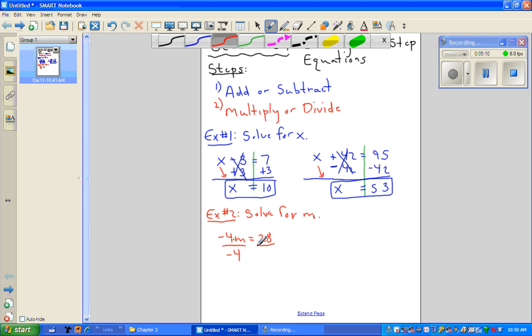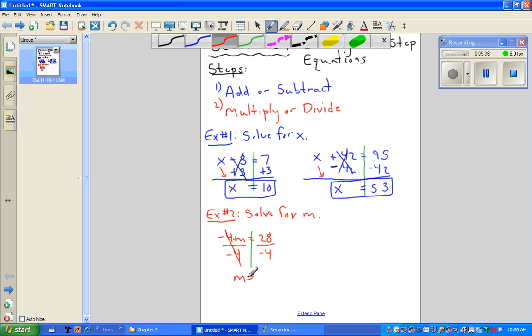Okay? This time right here, if you divide that side by -4, you also divide that side by -4 as well. And if you need to, draw your line in here again, okay, to separate your equation into two sides. All right? Now on this side, -4 divided by -4, that turns out to be 1, right? So you're left with 1m, and you can just go ahead and write m. You don't need to put the 1 in front of it.